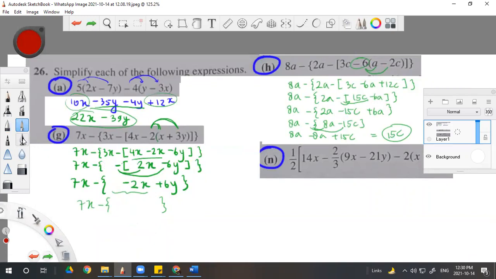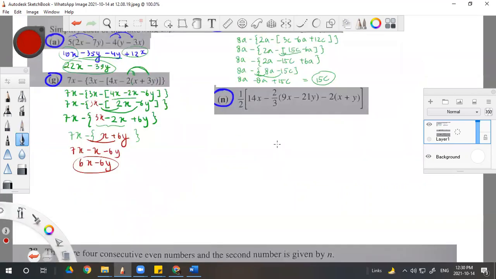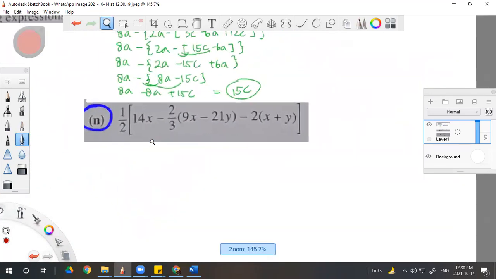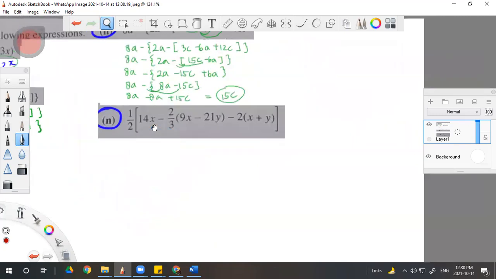Duh, tebel banget. Nah, berarti ini x plus 6y ya. Right? 3x minus 2x. Berarti 7x minus x minus 6y. Right? Berarti 6x minus 6y. Done. Oke, lanjut. Yang ini. Thank you, Karin. I owe you one question.